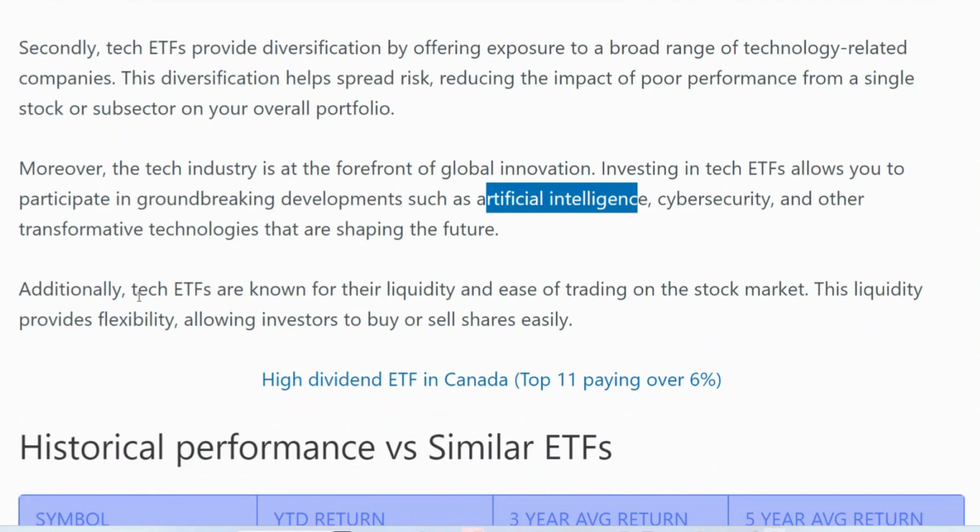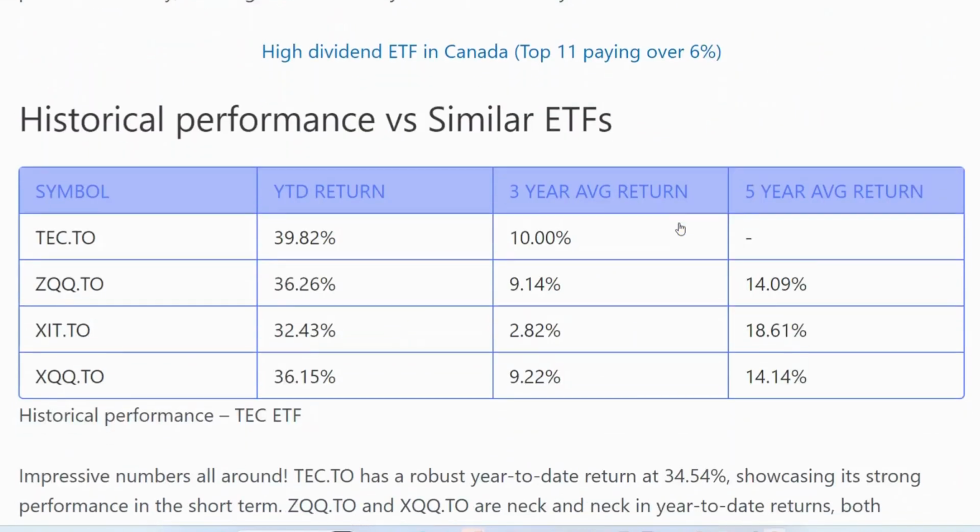And also, tech ETFs tend to be highly liquid because, as I mentioned, they are being watched by a lot of investors, and a lot of investors add them to their portfolio. And generally speaking, index ETFs in the technology sector are well known, and they have a large amount of assets under management.